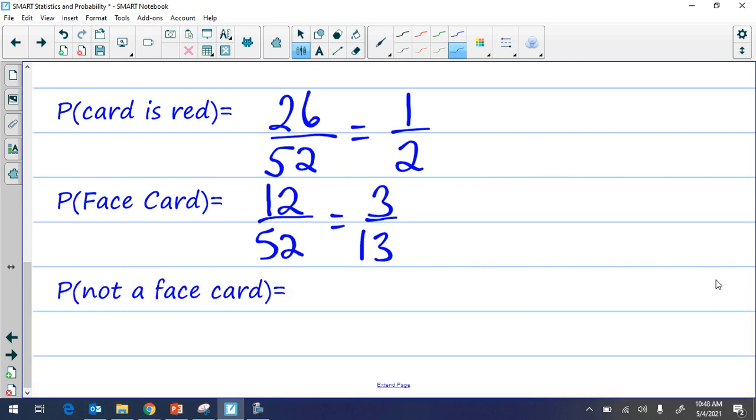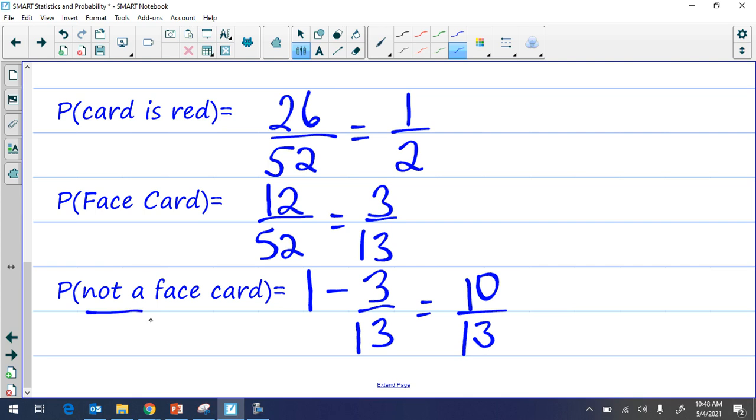Okay. Now, what is the probability that it's not a face card? You know what I can do here? I can say all the other cards. So I can go 100% minus my 3 over 13, common denominator of 13, and do that subtraction, 10 out of 13. If it's the not, it's called the complement, I can subtract it from the total possible for all the others. So 3 out of 13 are face cards, which means 10 out of 13 are not face cards. Okay, so that is our simple probability.